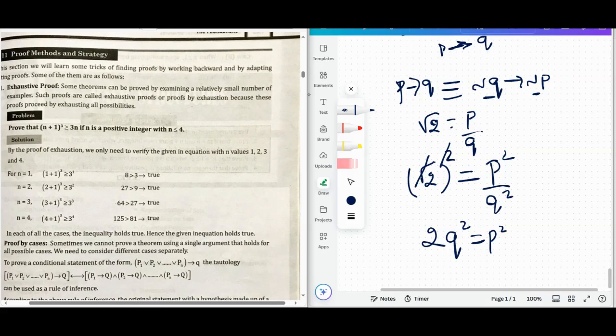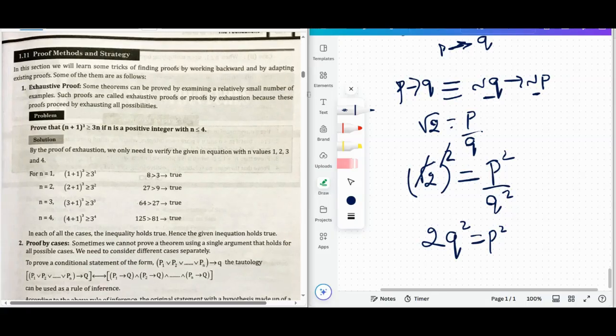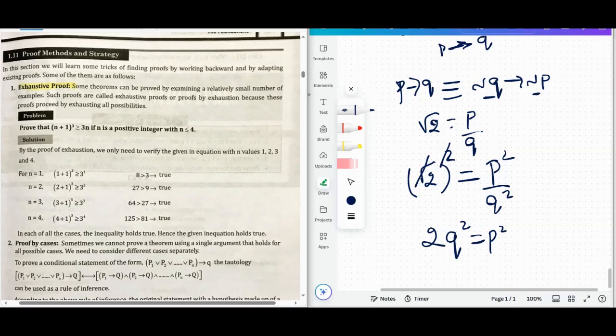Then you have proof methods and strategies. What are proof methods and strategies? The first method is called exhaustive proof. What is meant by exhaustive proof? Some theorems can be proved by examining a relatively small number of examples. Such a proof is called an exhaustive proof.